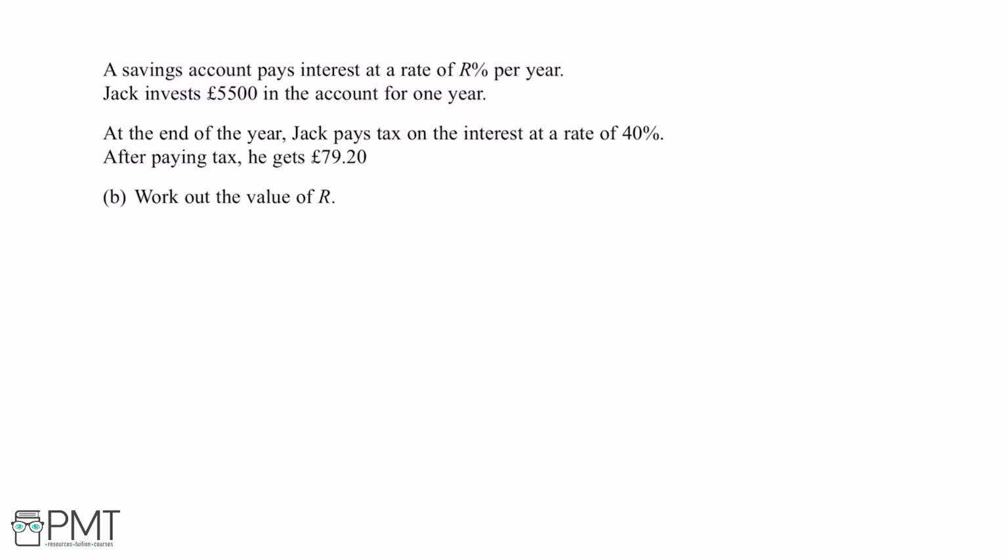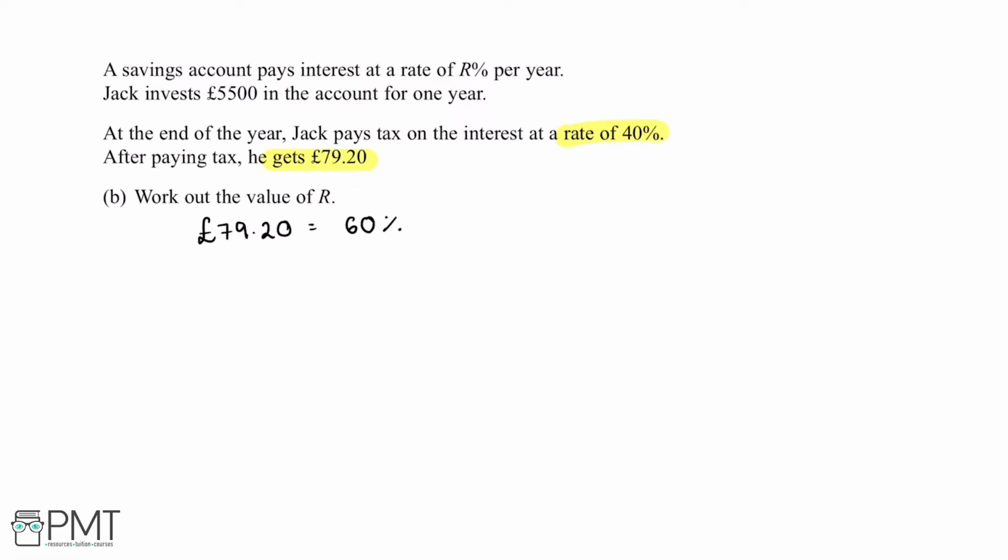So the first thing we're going to want to do for this question is work out the amount of interest Jack earns before he pays tax. So Jack pays tax on his interest at a rate of 40%, and after tax he gets £79.20. So if Jack is paying his tax at a rate of 40%, then this means he'll be getting 60% of his total interest. So this means that £79.20 is equal to 60% of his total interest.